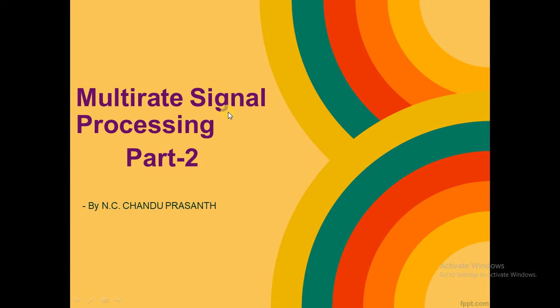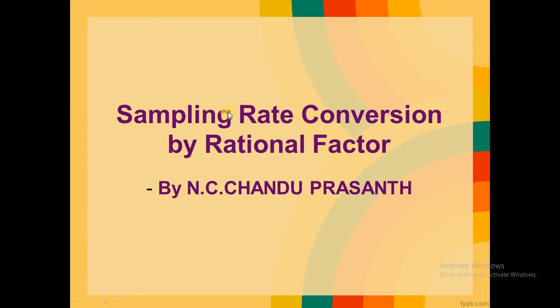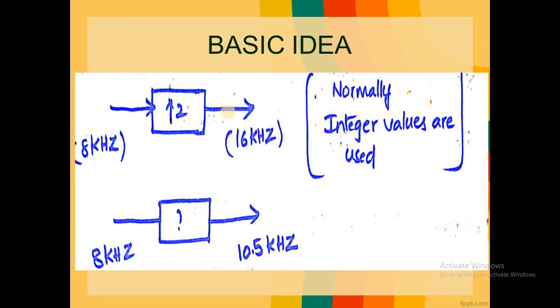Now we are going to discuss sampling rate conversion by a rational factor I by D. Okay, it is part 2 of multi-rate signal processing. In this particular session, we are going to discuss sampling rate conversion by a rational factor I by D. Okay, basic idea.